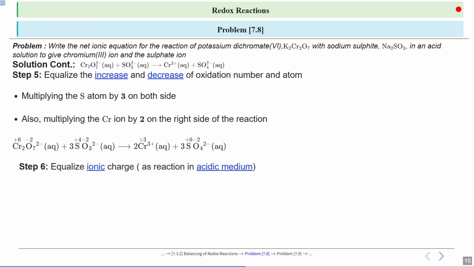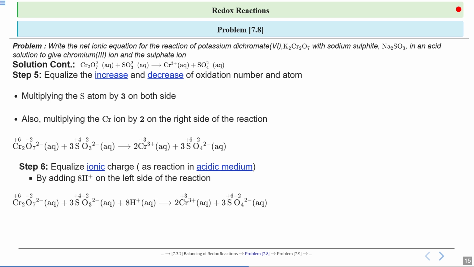Now we will find that the atoms are balanced, but still we have to make the ionic charge equal. As it has been mentioned that the reaction has taken place in the acidic medium, we will equalize the ionic charge accordingly. Now to equalize it, we will be adding H positive ions at the reactant side. So these H positive ions would be 8.